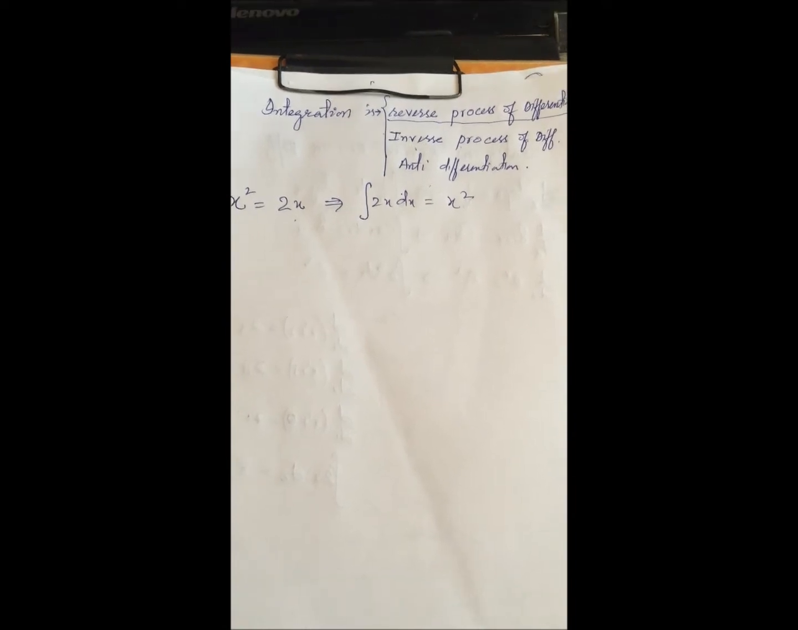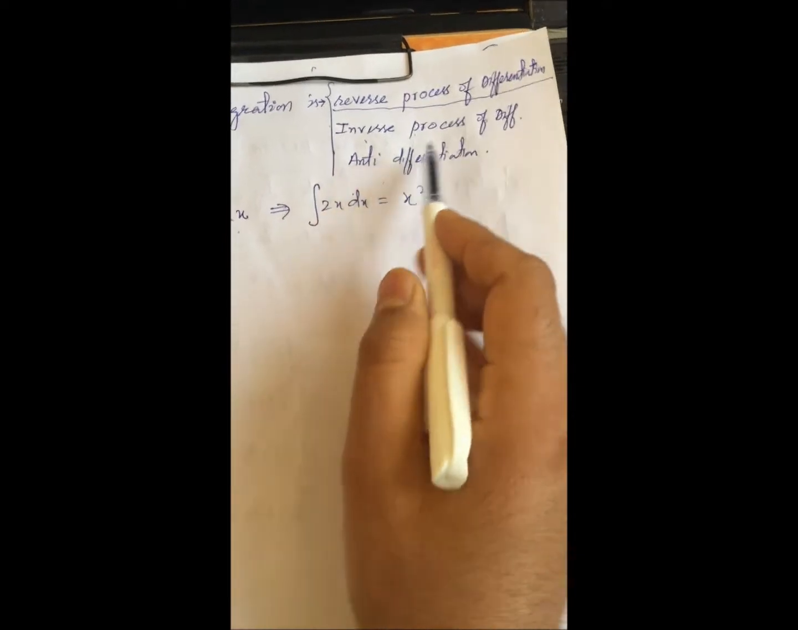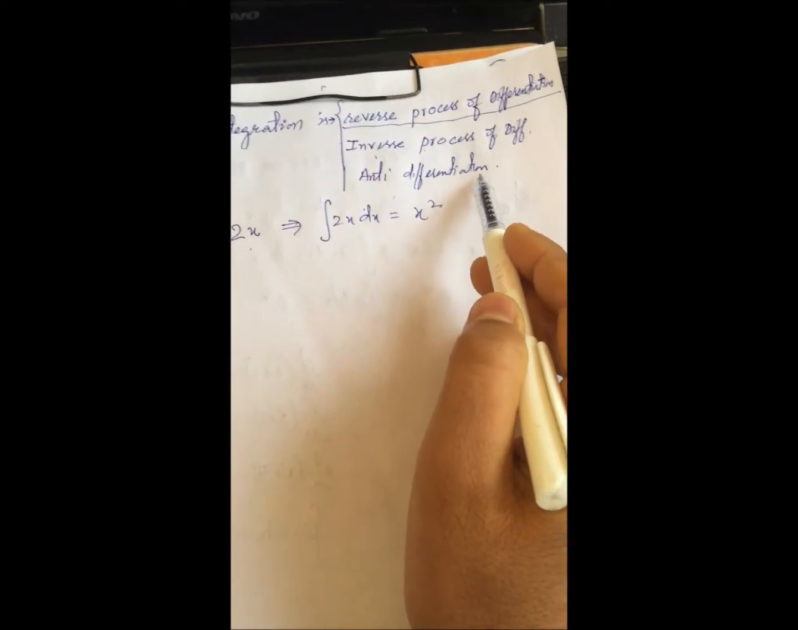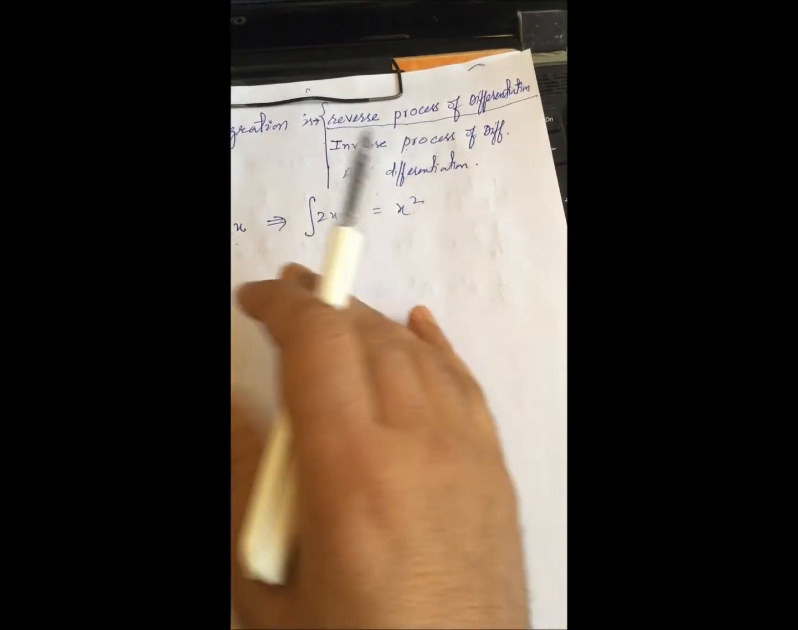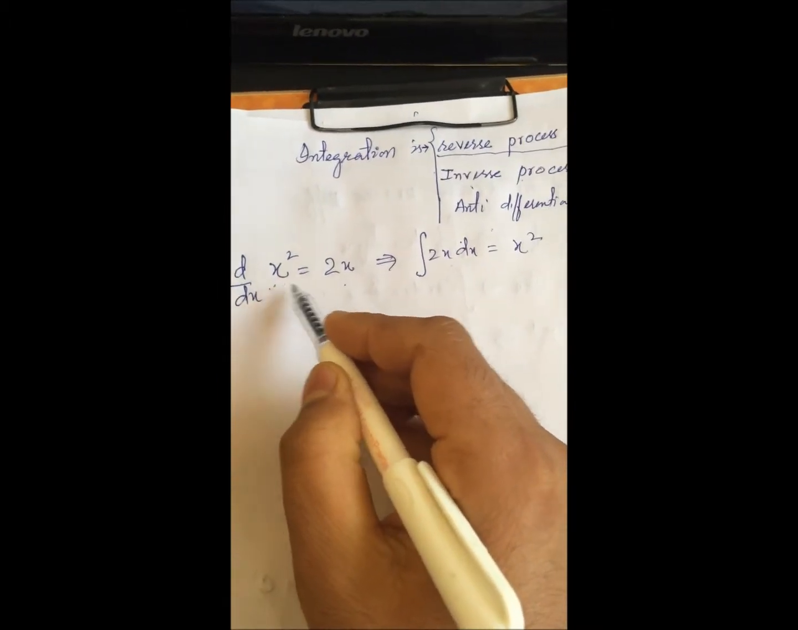But before going to the different methods of integration, let us define what actually integration is. We define integration as the reverse process of differentiation, or you can sometimes call it the inverse process of differentiation or anti-differentiation. What actually does the reverse process of differentiation mean?